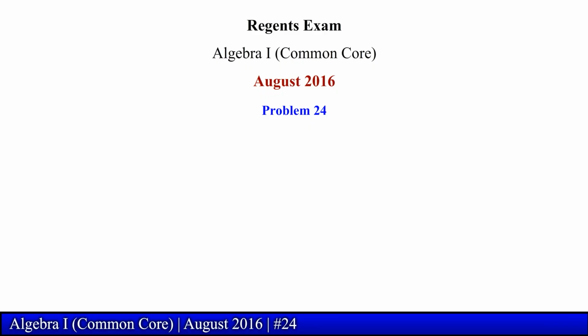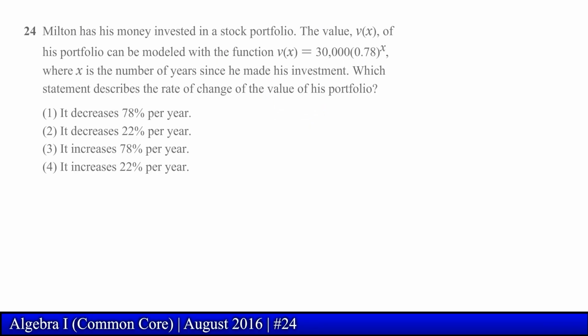Regents Exam, Algebra I, August 2016, problem number 24. Milton has his money invested in a stock portfolio. The value, v of x, of his portfolio can be modeled with the function v of x equals 30,000 times 0.78 raised to the power of x, where x is the number of years since he made his investment. Which statement describes the rate of change of the value of his portfolio?